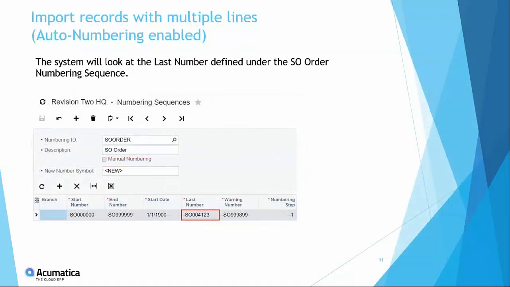To the next slide. Here's what the system looks at. It's the last number from the numbering sequence, and then it will automatically assign the next corresponding numbers depending on the values that we define under the field that we are mapping to order number.